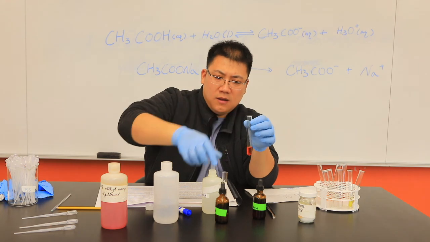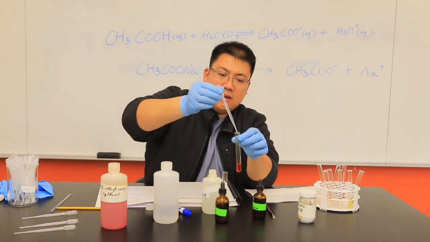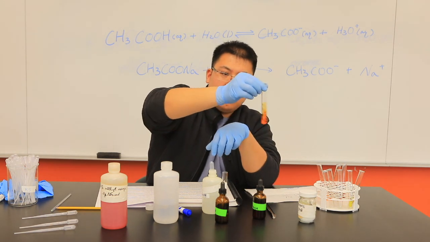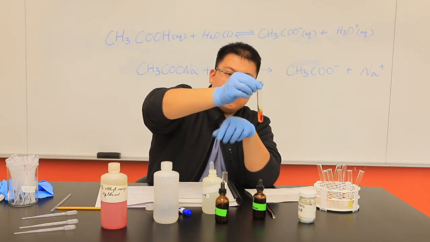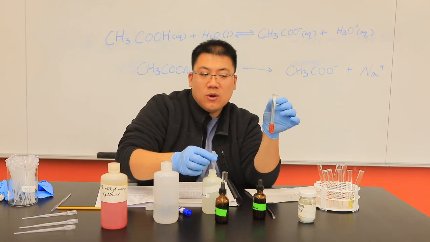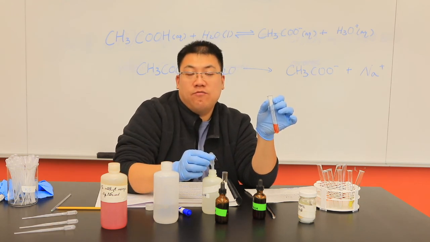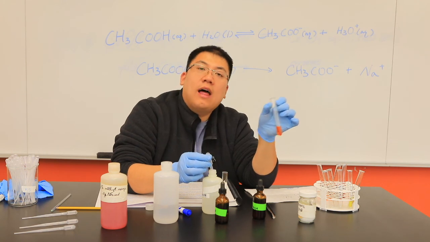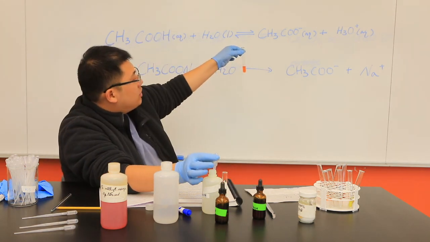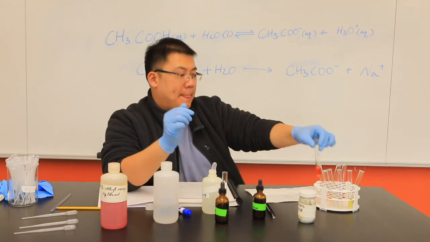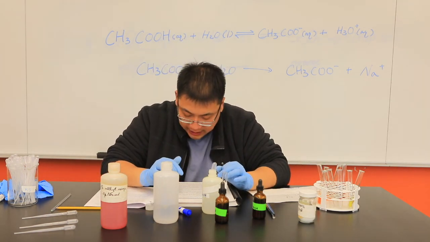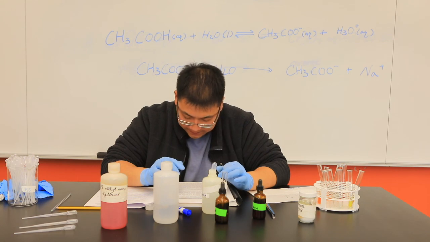Okay. Keep going. Now you can see there's already a color change, right? Before it was on the red side, now it's more like on the orange. Okay? So record these observations in line 11 on the data sheet. Okay?